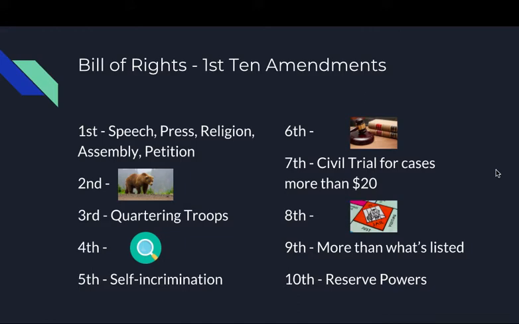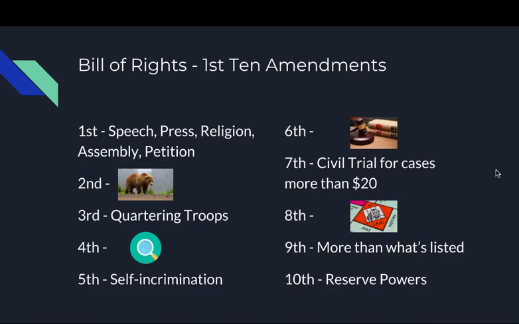All right, so let's check out the Bill of Rights. The Bill of Rights, the first 10 amendments to the Constitution. There are 27 right now. I'm recording this in 2018. There are 27 amendments to the Constitution. First one, I'm sure you're aware of, freedom of speech, press, religion, assembly, and petition.